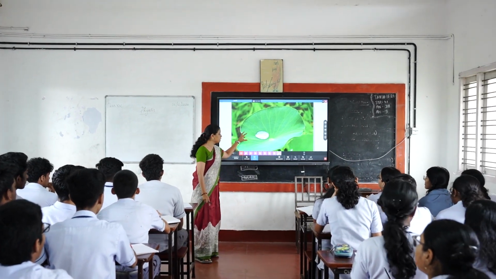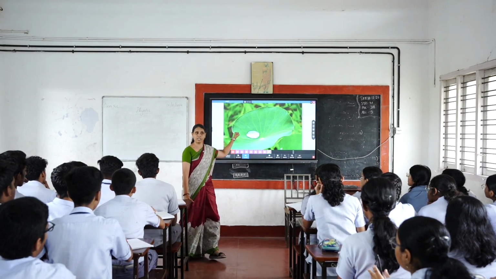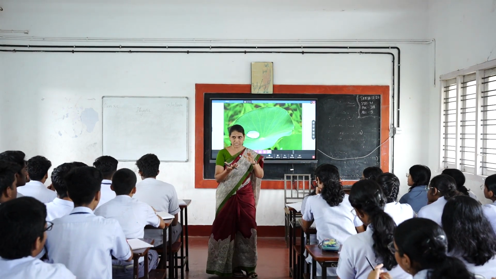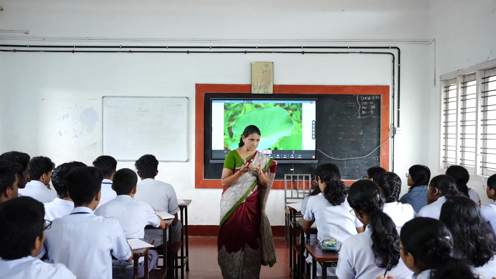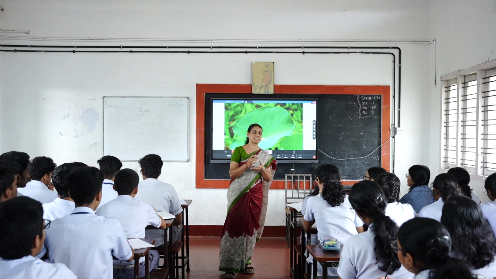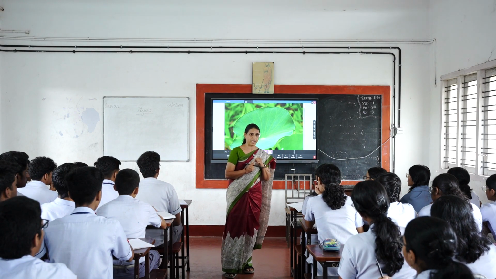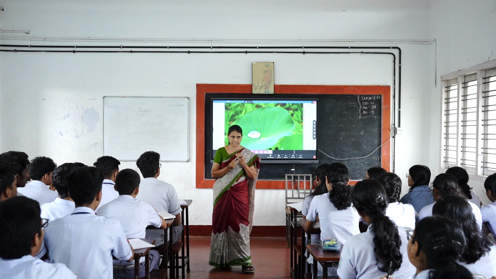So here the force of cohesion is more. That is why it is forming a drop. It is not wetting the surface because the force of attraction between the lotus leaf and the water is less compared to the force of attraction between the water molecules. And this is due to the surface tension, right?